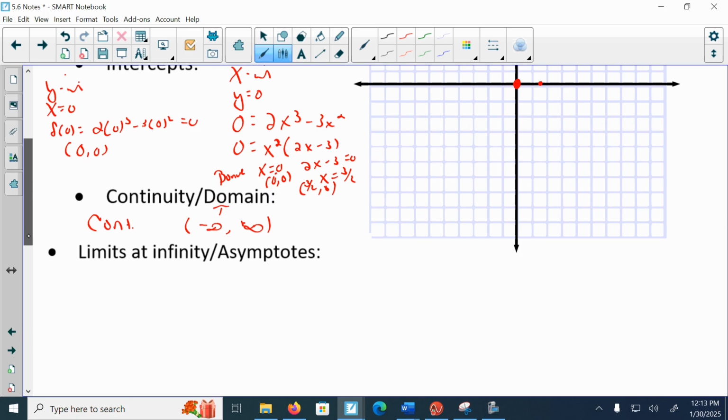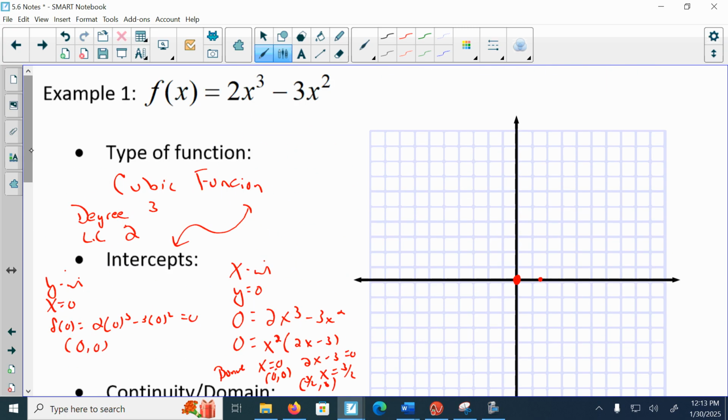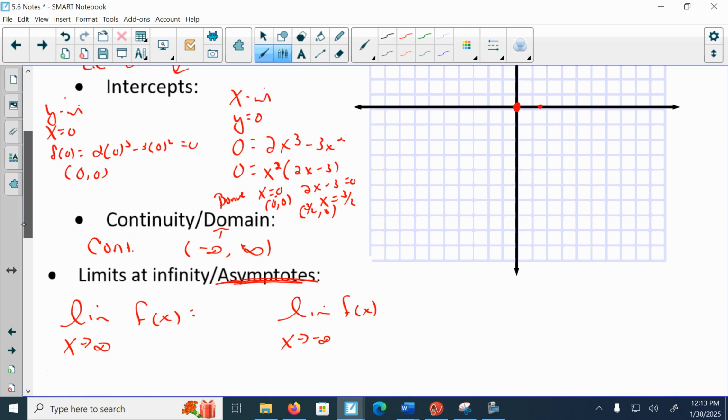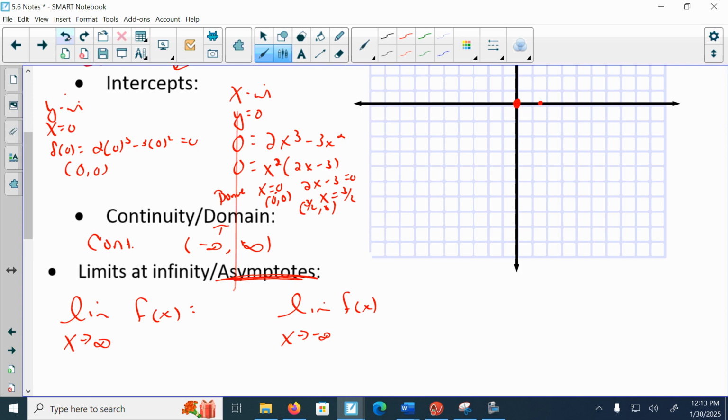Then it wants me to find my limits at infinity. So my limit as x approaches positive infinity, and it wants me to find my limit as x approaches negative infinity. So first of all, let's talk about the asymptotes. I don't have a rational function, so I'm not going to have a horizontal asymptote. So I don't have one of those. Since my domain is continuous and there's no restrictions on my x, I have no vertical asymptotes. So in this case, I have none. I have no horizontal asymptotes, no vertical asymptotes. So for asymptotes, I'm just going to say none.